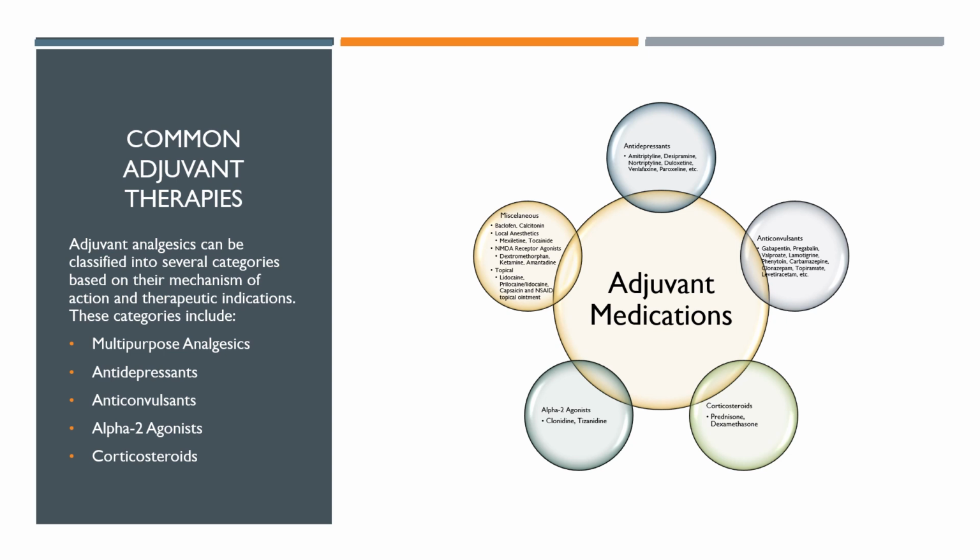Examples of these categories include multi-purpose analgesics, which are used for various types of pain, antidepressants, often used for chronic pain and neuropathic pain, anticonvulsants, which are effective for neuropathic pain by stabilizing nerve activity, alpha-2 agonists, which provide analgesia through effects on the central nervous system, and corticosteroids, which reduce inflammation and can help with pain associated with that inflammation. By incorporating these adjuvant therapies, the overall effectiveness of pain management can be significantly improved.